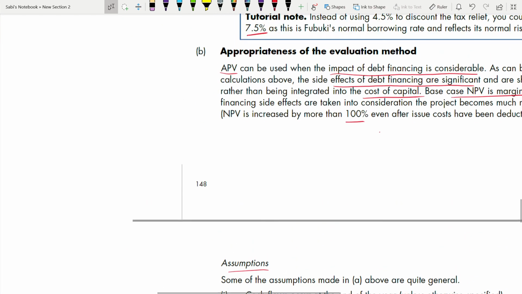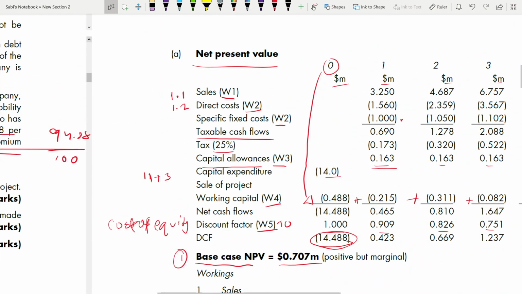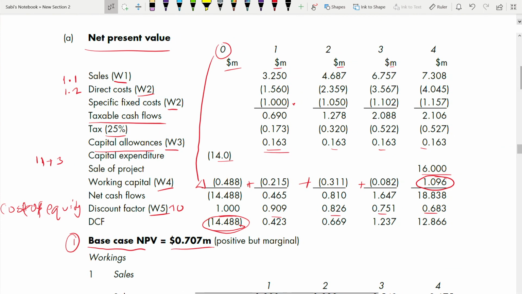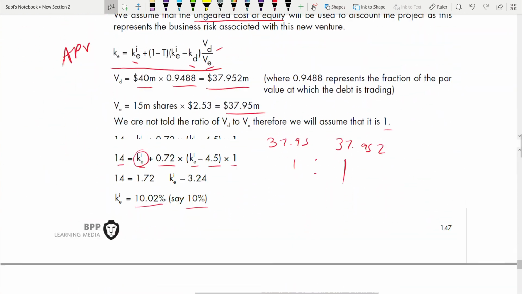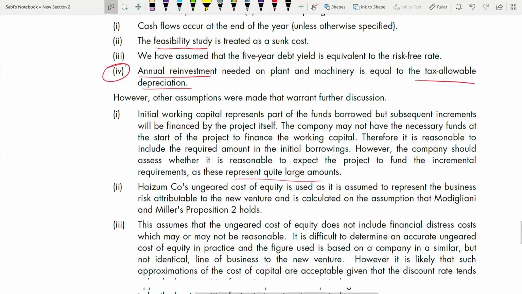So let us go to the working capital requirement. If you see here, in year zero, we have taken working capital. We have added that with capital expenditure. That means our initial investment, this 14.488, also includes the working capital, because it is common that in the first year you will not have funds. The amount of working capital in year zero is quite large compared to the other years. Because it's a large amount, they are saying it is reasonable to expect that funds will be required for this incremental requirement. Coming to point two.